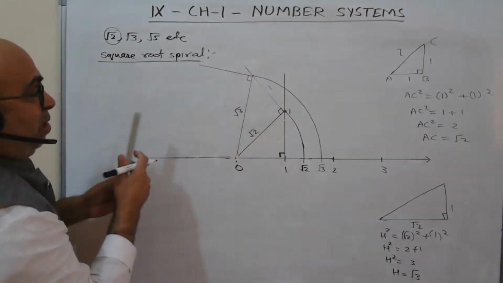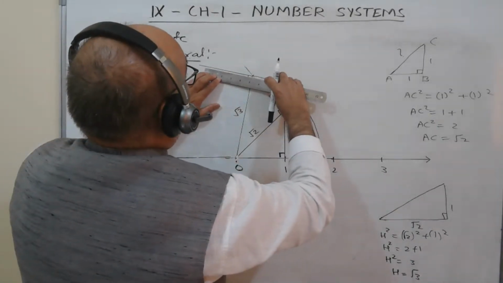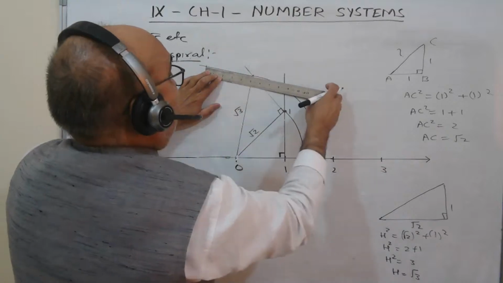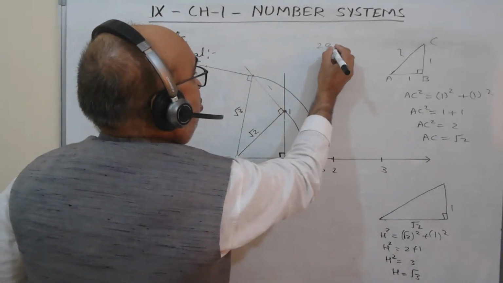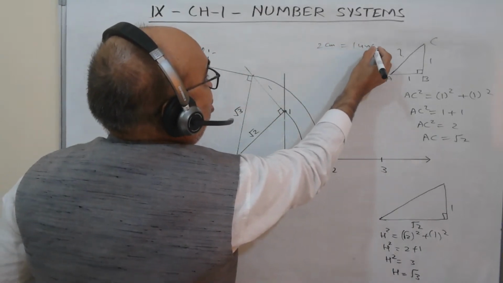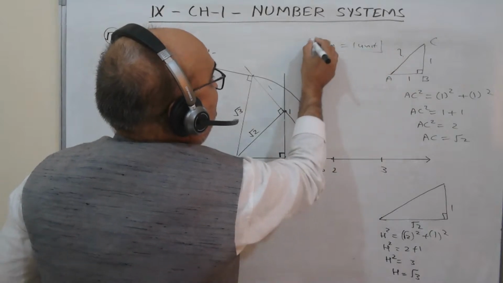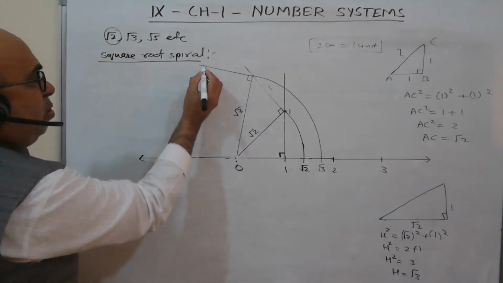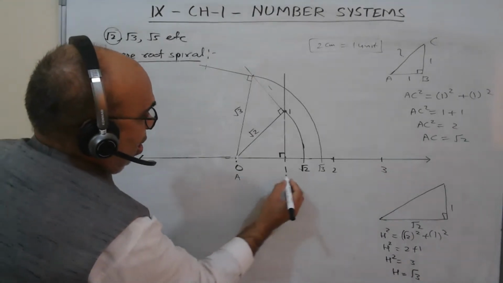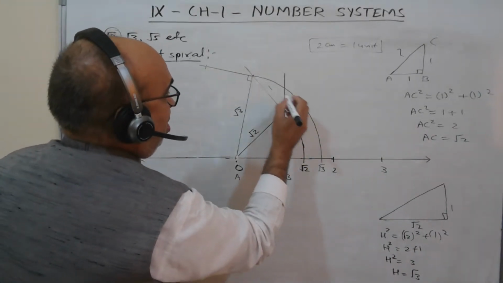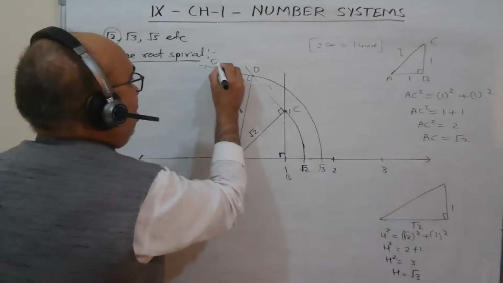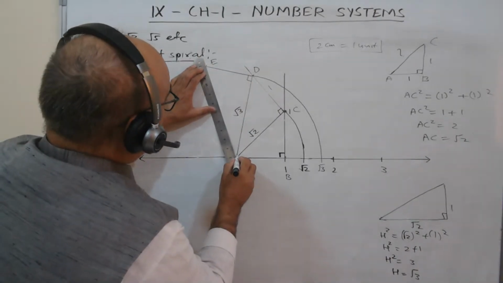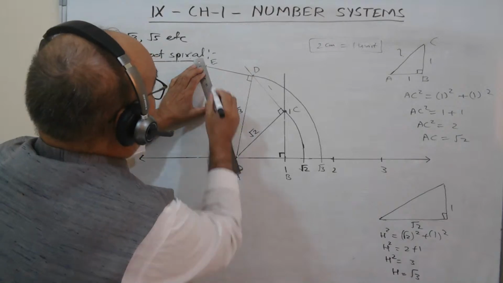And then again you have to take 1. So I'm taking 1 here. 1 means 2 centimeter, because we decided 2 centimeter equals 1 unit. The length is 2 centimeter, but we will say 1 unit. So if I name the points A, B, C, D, E, then I will join this. It means we are doing the same thing.